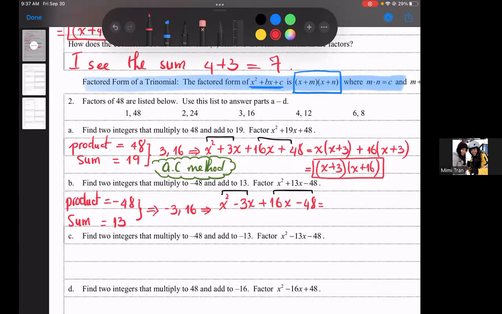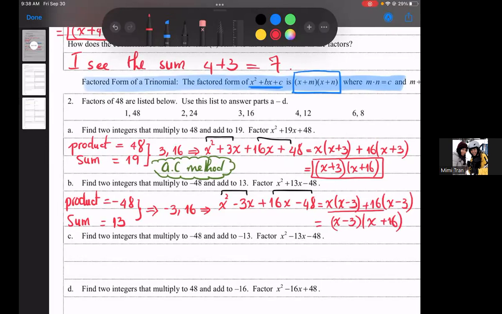Yes. And then keep going. 16 times parenthesis x minus 3. Very good. And the last step will be x minus 3, x plus 16. It doesn't matter what order you do, it's the same.